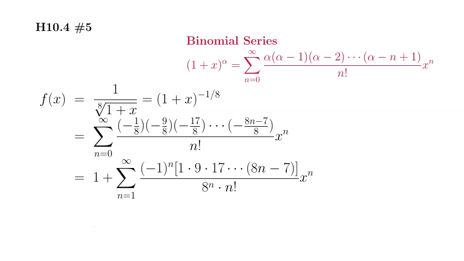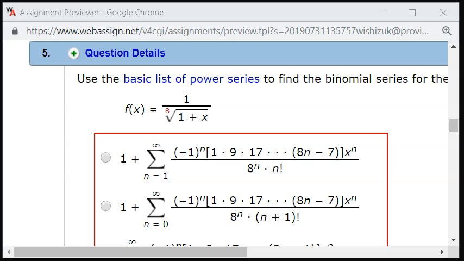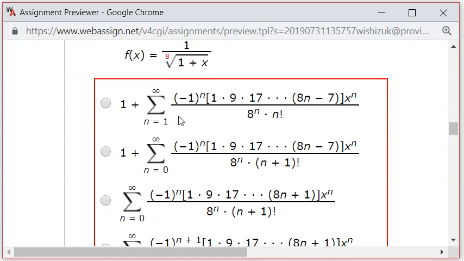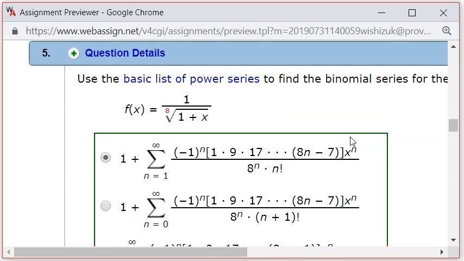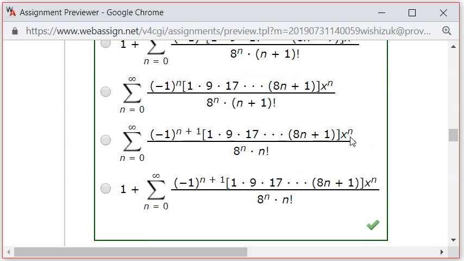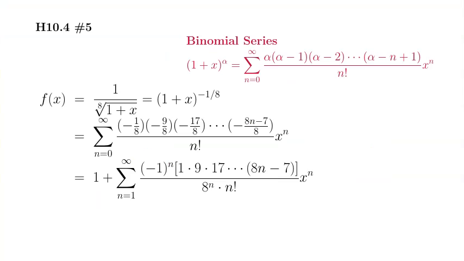Now let's see if we can find the correct choice here. If you look at it, it looks like the very first one is the correct one. Let's check the answer. I came back and it looks like we got this one correctly. That's it. I hope that this was clear.